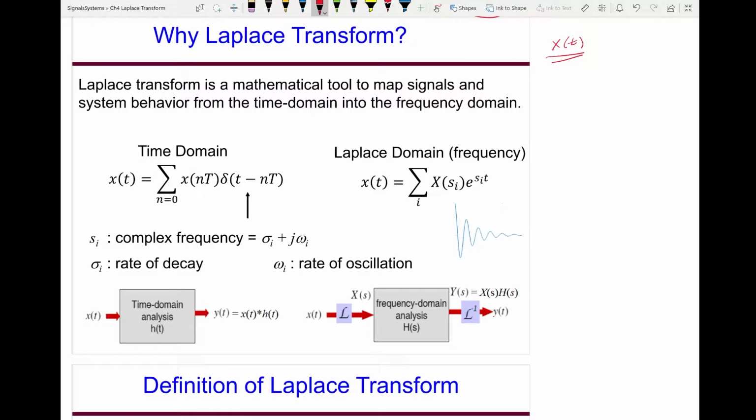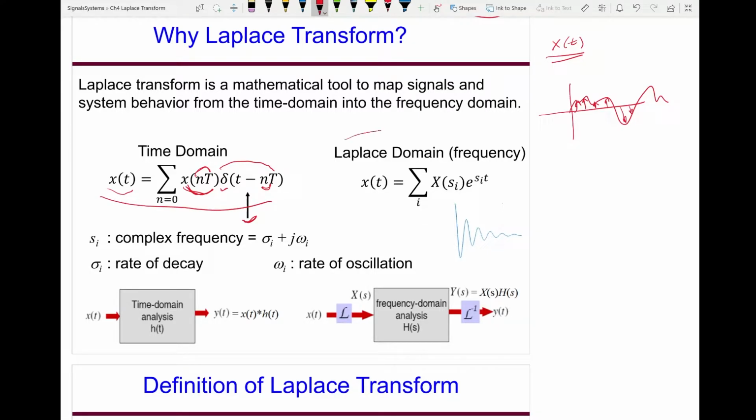So in the time domain, we said any signal x of t can be represented as a linear sum of these impulses at different locations, and the strength of these impulses is the sample of the signal at that instant of time, n capital T. So that is the signal in the time domain. I can represent it as a linear sum of these impulses. And that's what this equation is.